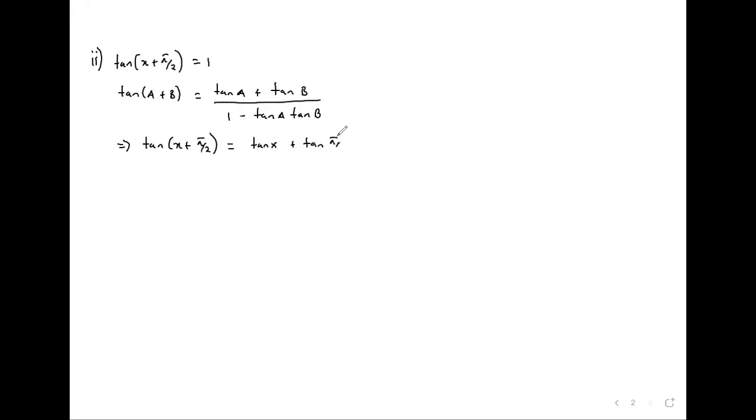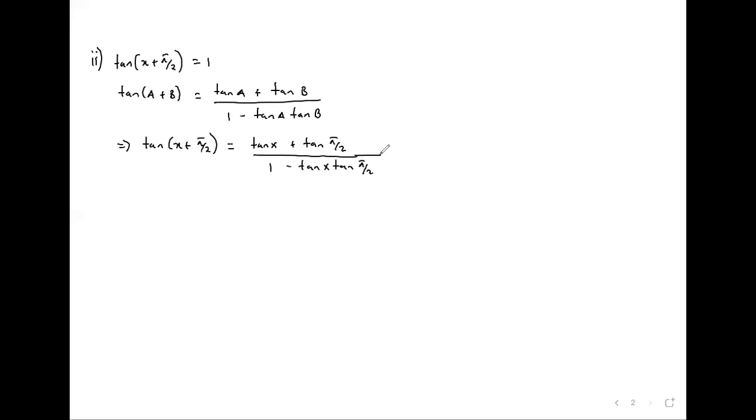I think in the last class, we did an expansion of tan of x plus pi over 2, where we said tan of A plus B is the same as tan A plus tan B over 1 minus tan A tan B. This implies that tan of x plus pi over 2 is equal to tan x plus tan pi over 2 over 1 minus tan x tan pi over 2.